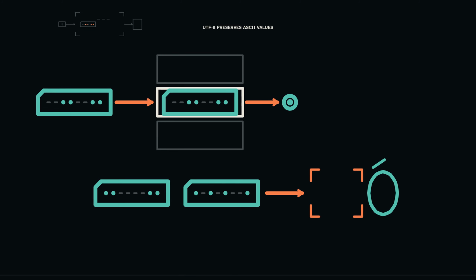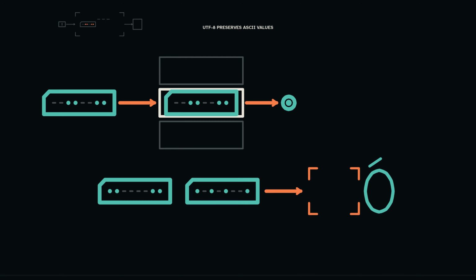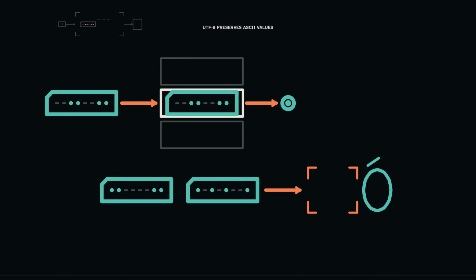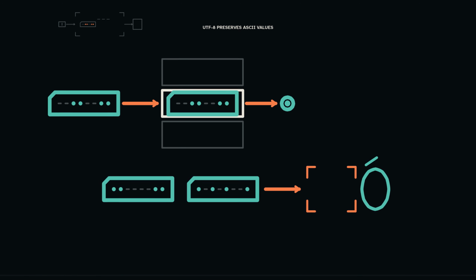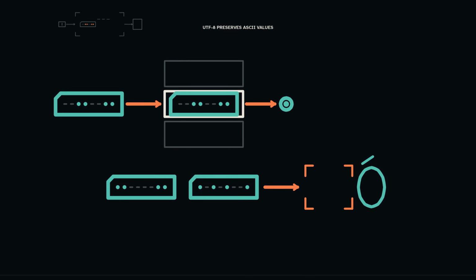Now follow one non-ASCII example. The character E with an acute accent has code point U plus 00E9. In UTF-8, that code point is represented by 2 bytes, hexadecimal C3 and A9.